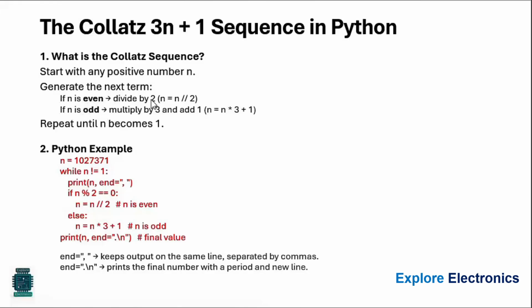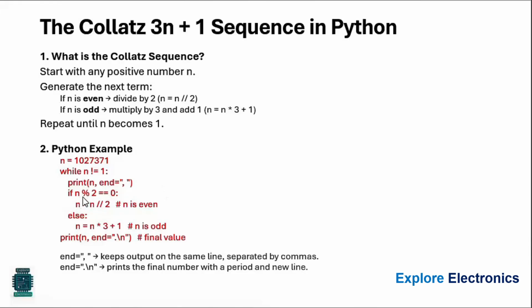If it is even, we perform this; if it is odd, we perform this. This is the 3n + 1 Collatz rule. Got it? Let us see the example in Python. n is equal to some number we have taken, while n is not equal to 1, print n with a comma. Here it will keep the output on the same line, separated by commas.